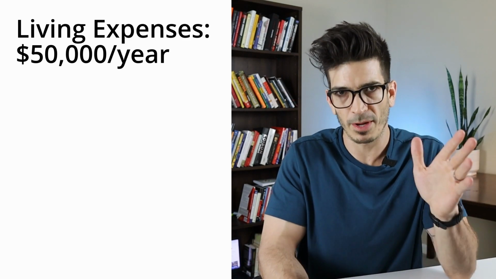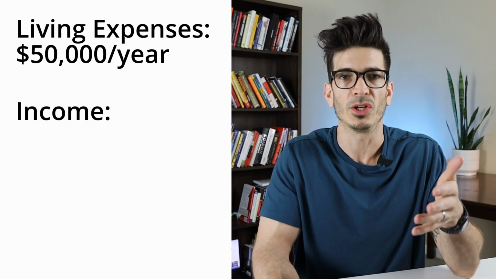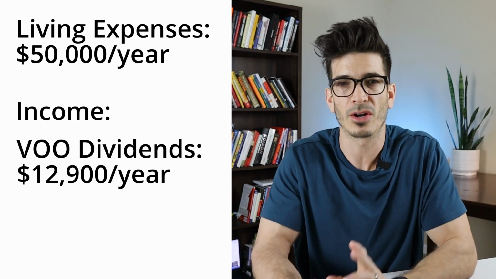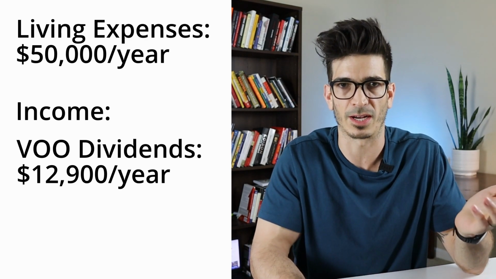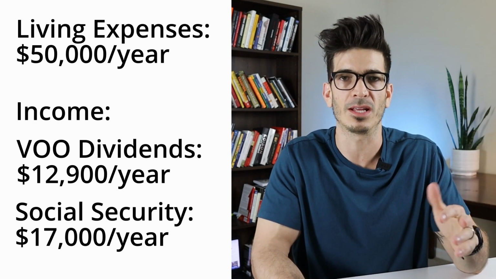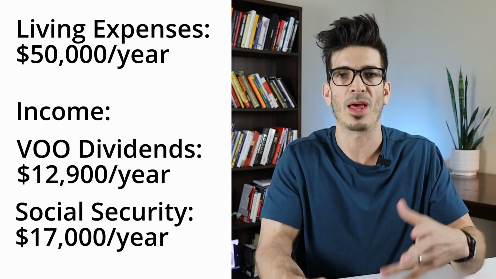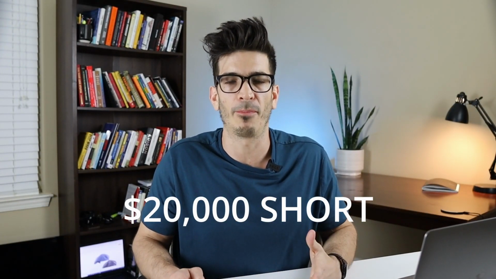Say that your living expenses in retirement, you're expecting them to be about $50,000. With a $1 million portfolio earning a 1.29% dividend, like we talked about earlier with VOO, you'd earn $12,900 in dividends per year. Remember, your expenses are $50,000, so it's not going to cover it. The average annual Social Security benefit is $17,000 a year right now, so that brings you to about $30,000. Where are you going to come up with that $20,000 difference? You've got some options.